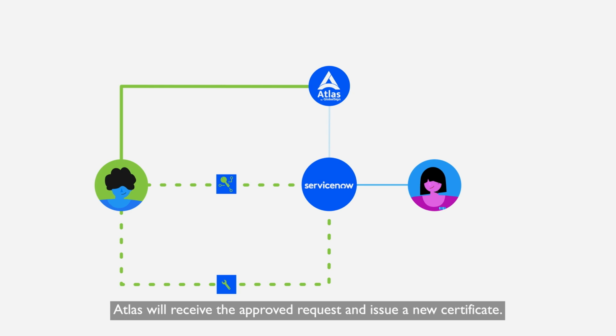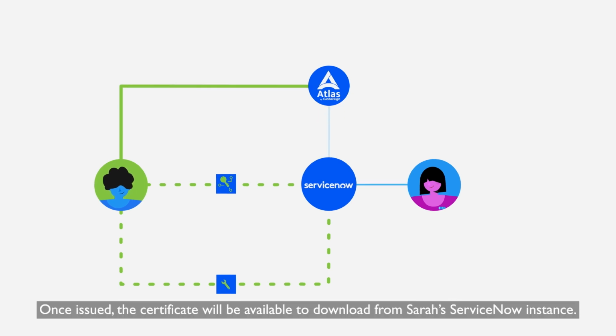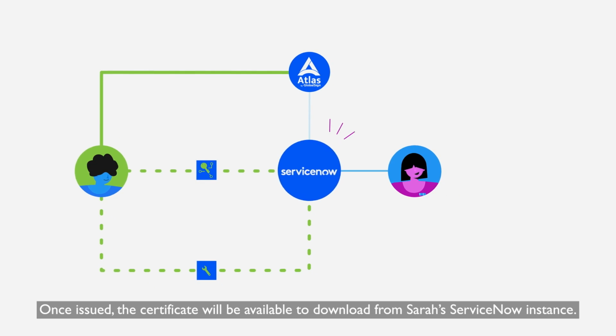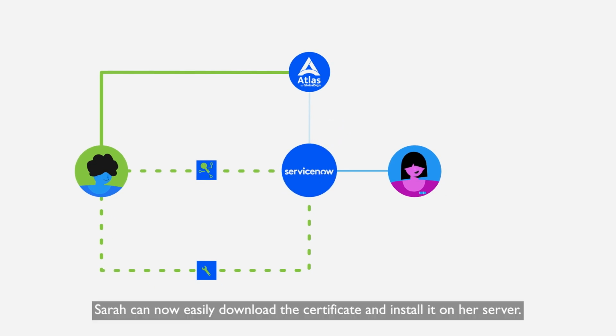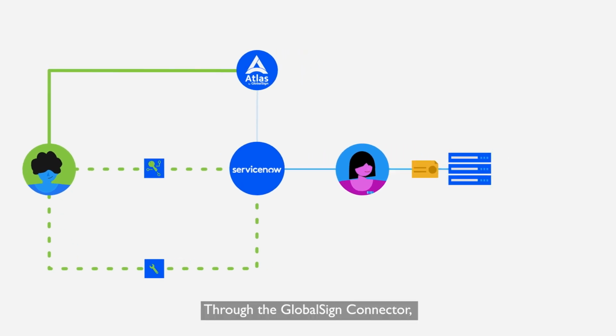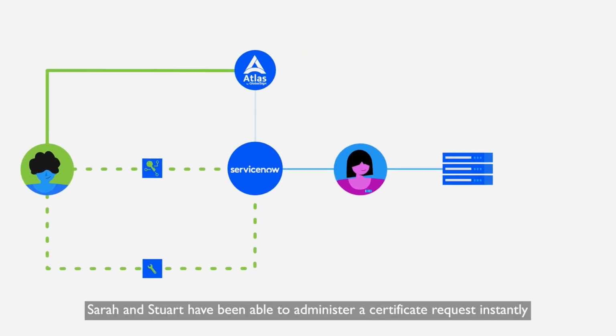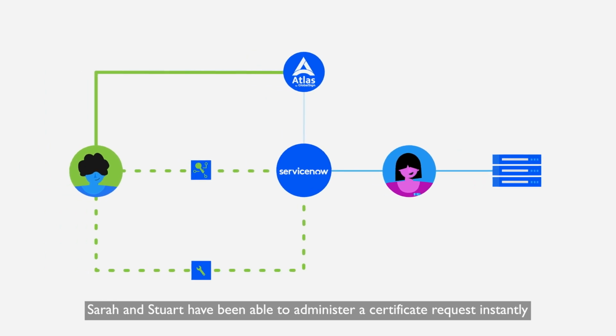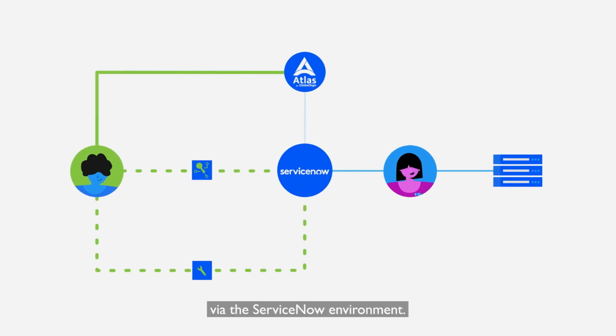Atlas will receive the approved request and issue a new certificate. Once issued, the certificate will be available to download from Sarah's ServiceNow instance. Sarah can now easily download the certificate and install it on her server. Through the GlobalSign connector, Sarah and Stuart have been able to administer a certificate request instantly via the ServiceNow environment.